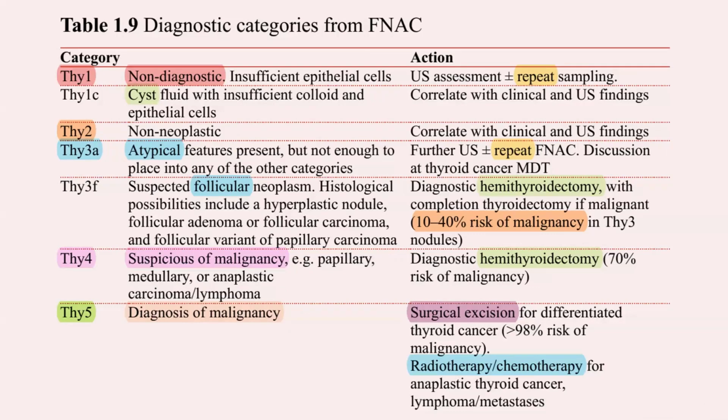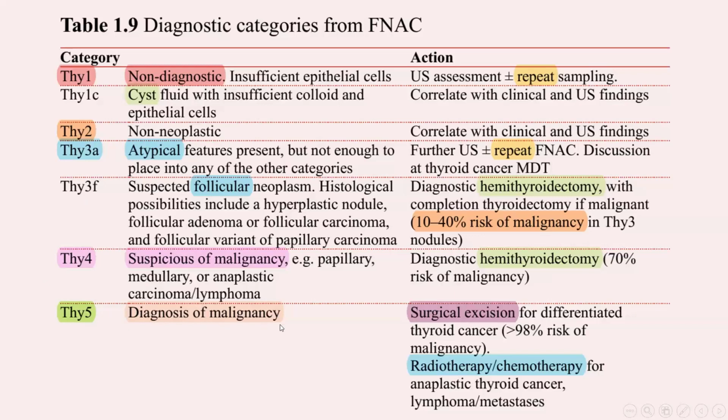Cy4, this is suspicious of malignancy, and we should go to diagnostic hemithyroidectomy because the risk of malignancy is 70%. And don't forget that the percentage or risk of malignancy is very common in the exam. They ask a question like this, and actually in the previous few years, every year, they ask about the percentage of this. Actually, they like Cy3F.